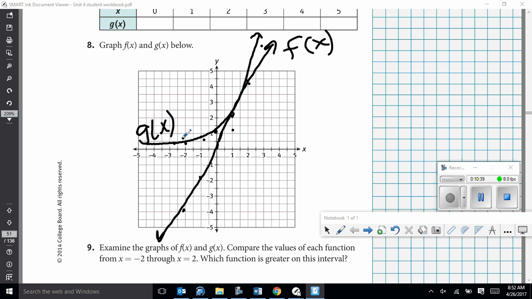The -2. G of x, right? Because it's positive, and then the f of x is negative at that spot. And then if we look at +2, they're both equal, right? They're both equal to 4. And then even at 1, they're both equal to 2. So they have some common areas, but in general, that g of x has greater y values than the f of x.